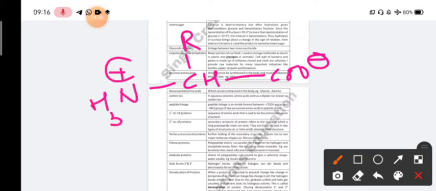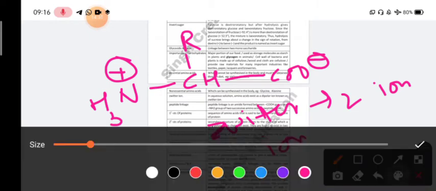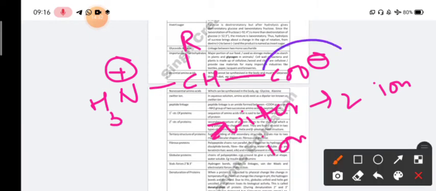Okay, so here zwitter means double or two. Zwitter ion means two ions. So that is a negative ion and a positive ion. So here in the compound we have a negative ion and a positive ion, that is, one positive and one negative. So that is why it is being called a zwitterionic structure or zwitterion.